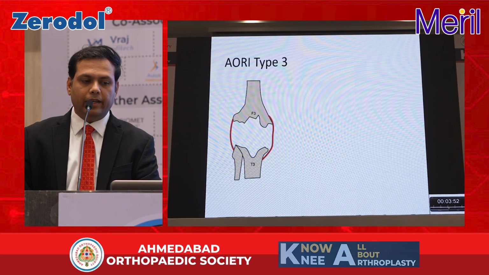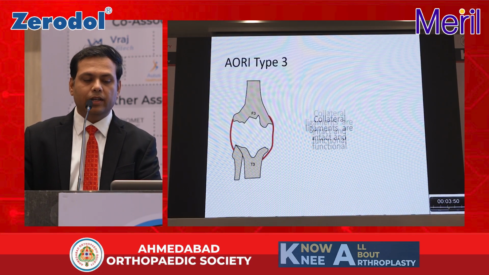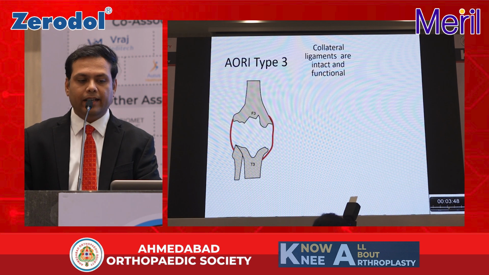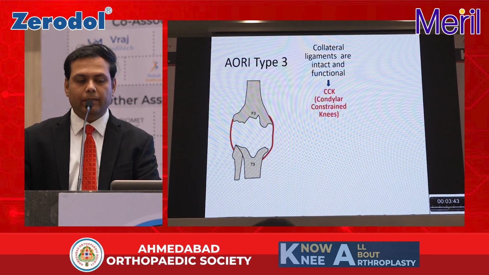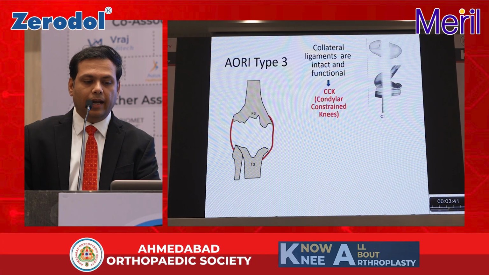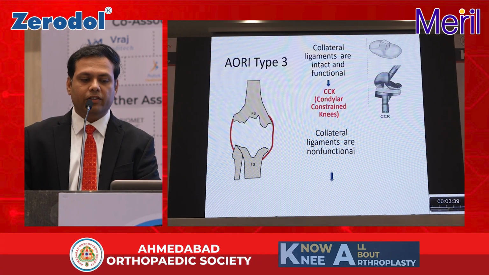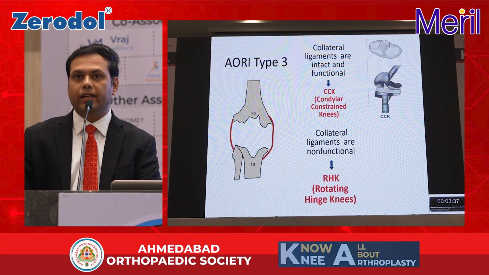AORI type 3, now here the decision will depend on whether the collaterals are intact or not. If the collateral ligaments are good and functional, then they can be managed with CCK implants. And if the collaterals are non-functional, then we have to go to a rotating hinge knee.